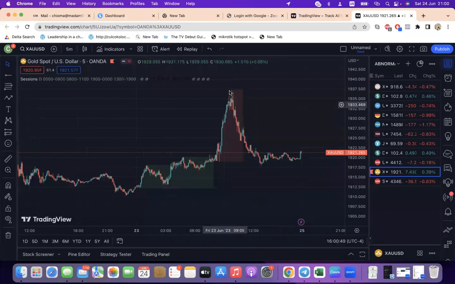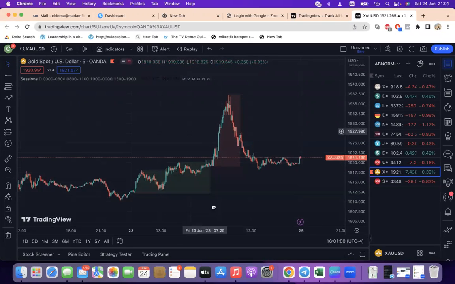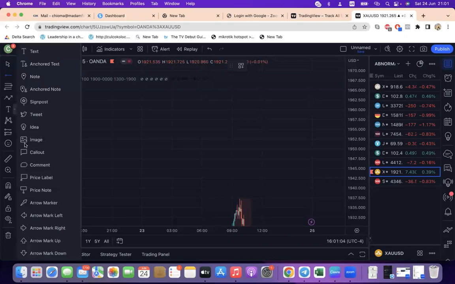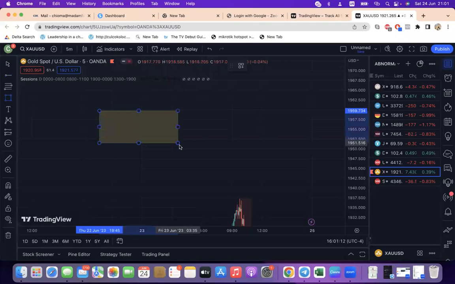Well, so you can see this is a beautiful illustration. Anyways, if you ask me, this was a loss. So this is what we're looking for. We want to see the London session, like I said. So this is a box showing us the high and the low of the London session. Now, this is what we are looking for.